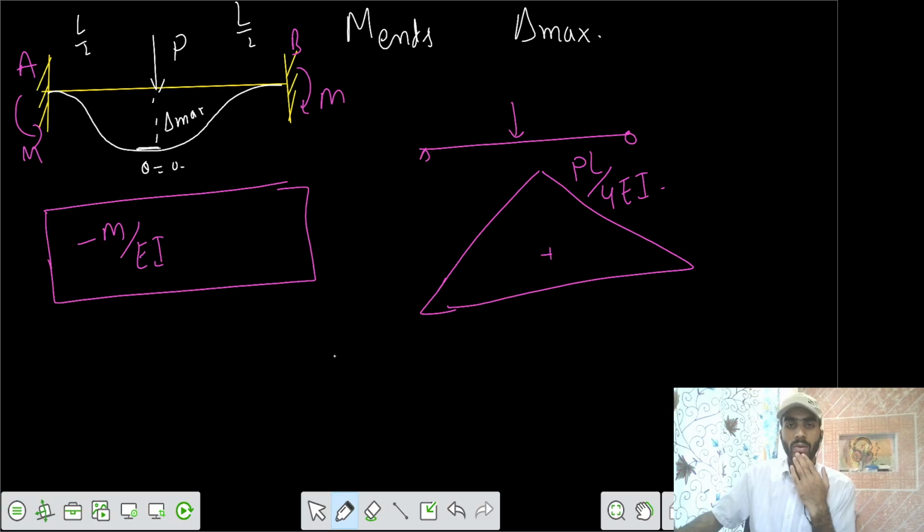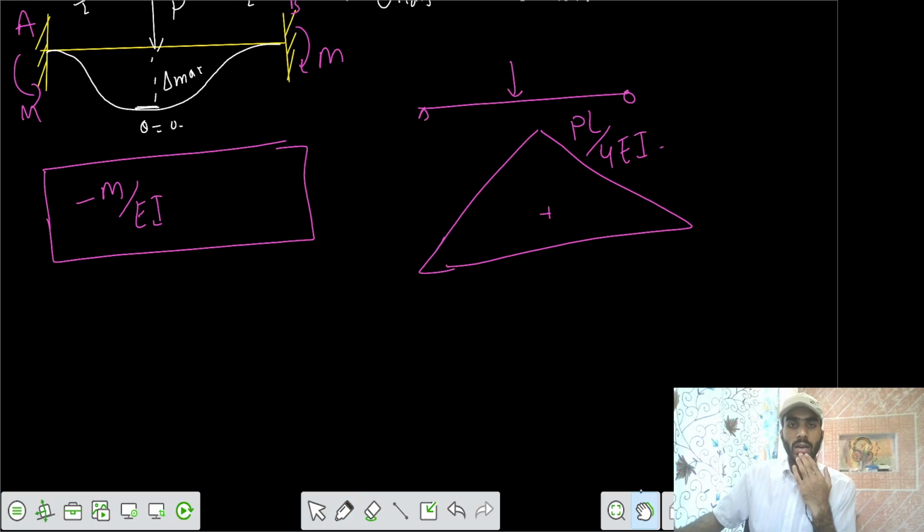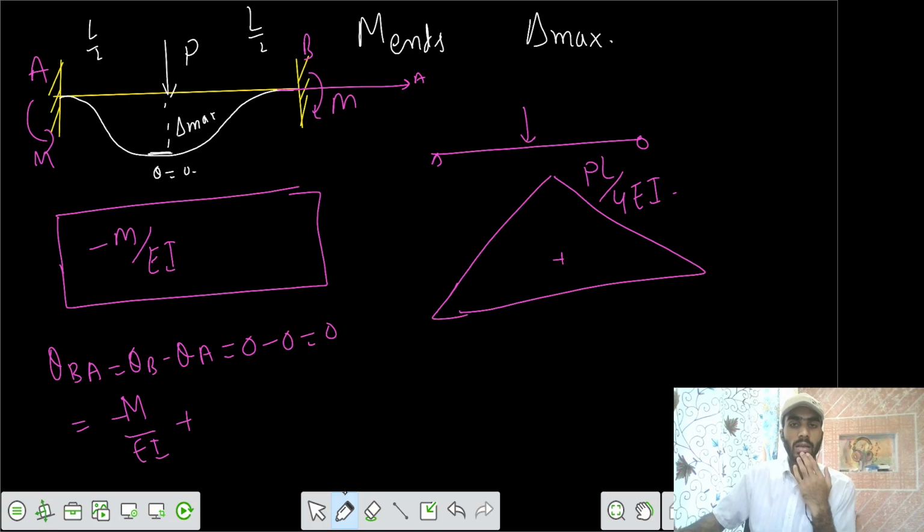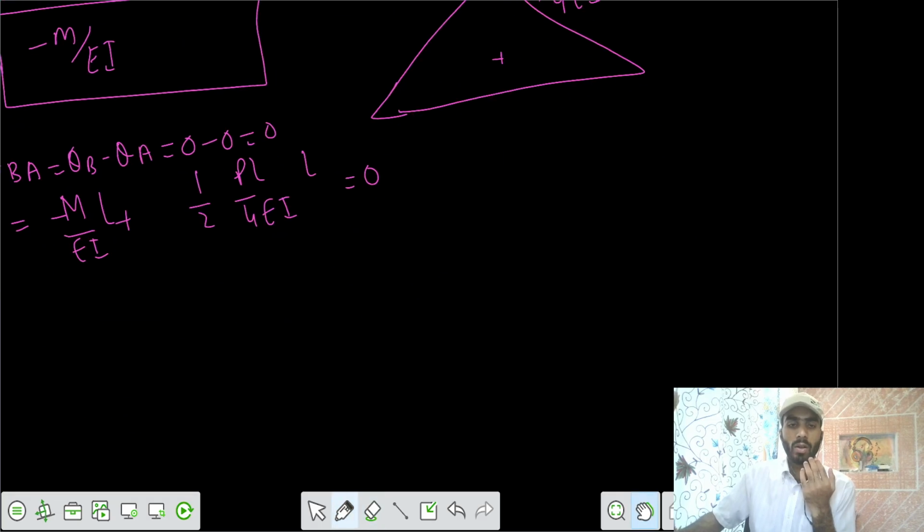This is positive. If you draw a tangent from A, then theta BA, that is theta at B with respect to the tangent drawn from A, equals theta B minus theta A, that is 0 minus 0 equals 0. That's the area between the 2 points. From theorem 1, we can write minus m by EI plus the area of this curve. The area of this curve is 1 by 2 into PL by 4 EI into length L, which equals 0. We can write that the moment developed at the end equals PL by 8.